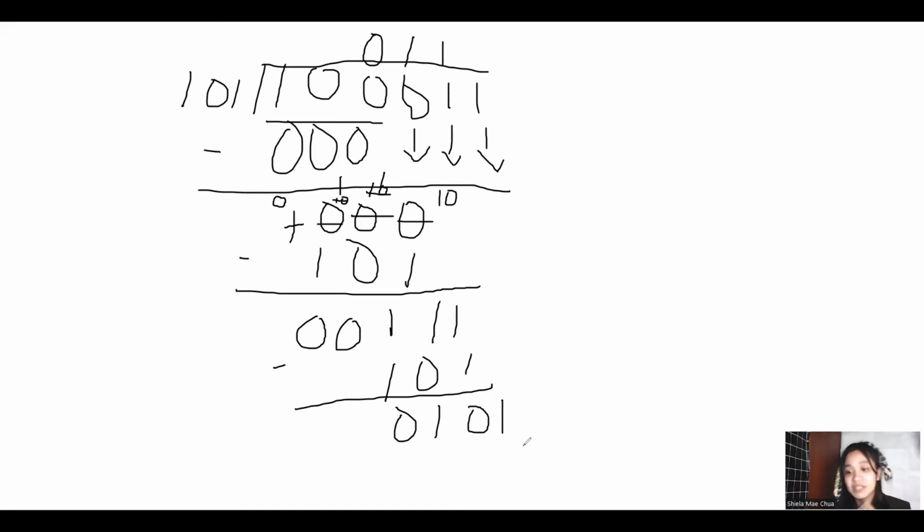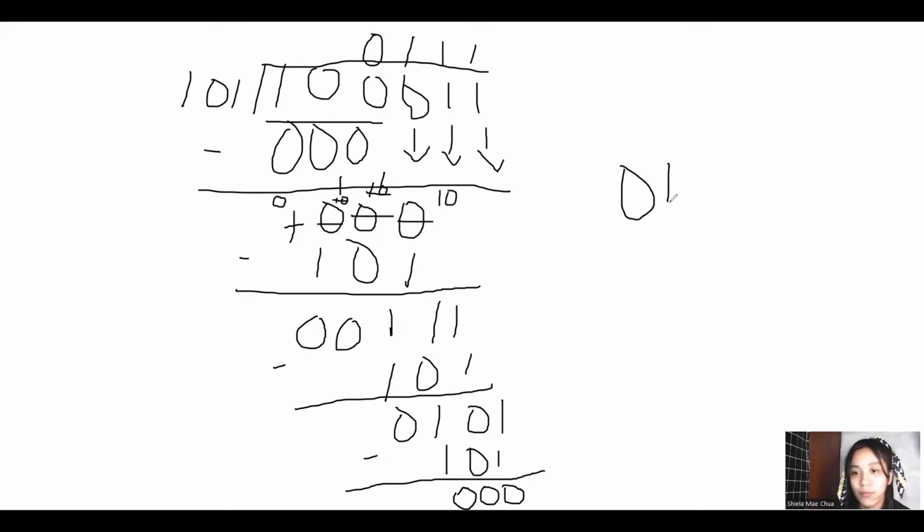Is 1, 0, 1 greater than or equal to 1, 0, 1? Yes. So we will put 1 here, and 1 times 1, 0, 1 is basically 1, 0, 1. And 1, 0, 1 minus 1, 0, 1. Or 1 minus 1 is 0. 0 minus 0 is 0, and 1 minus 1 is 0. So basically, our quotient here is 0, 1, 1, 1.